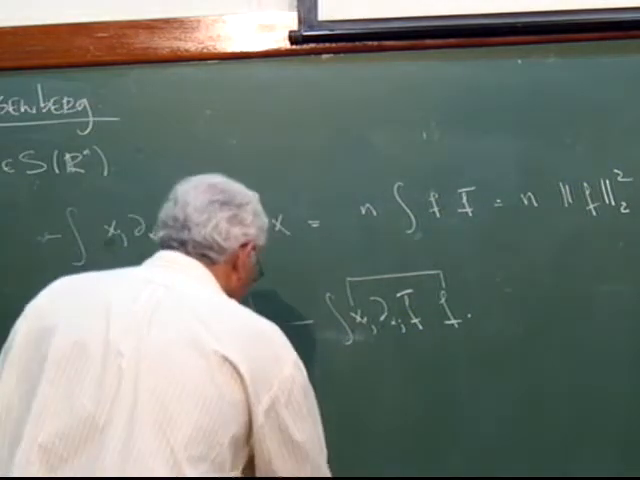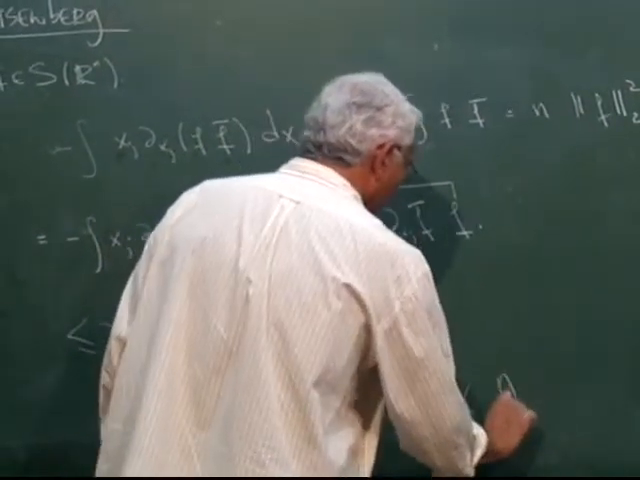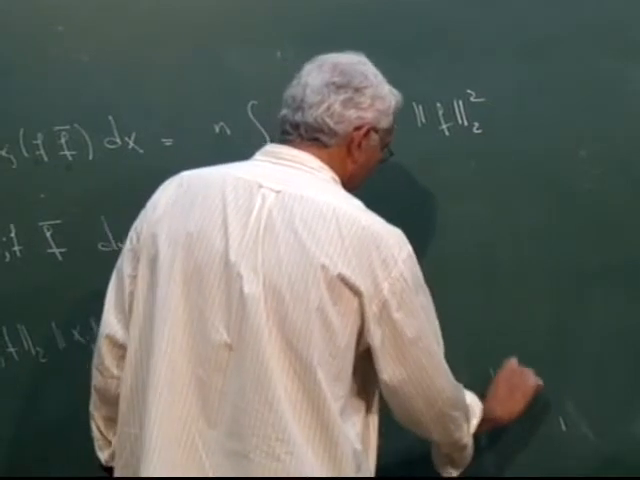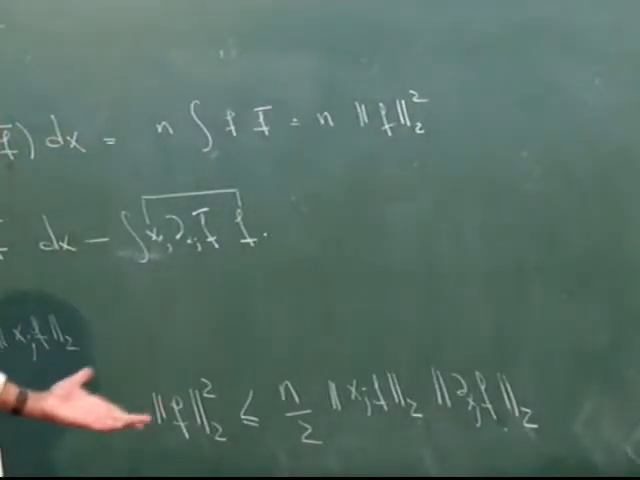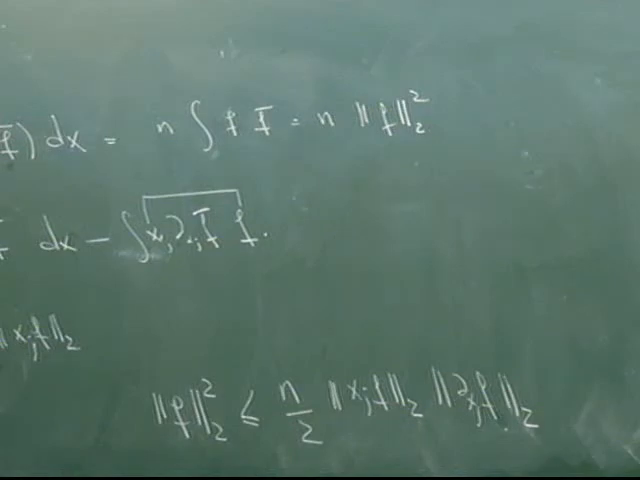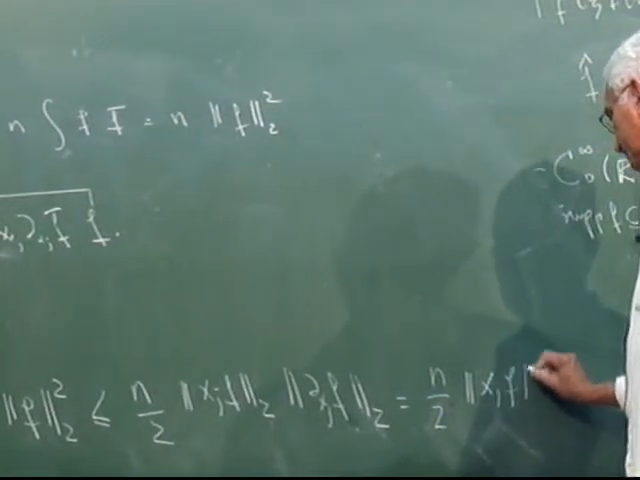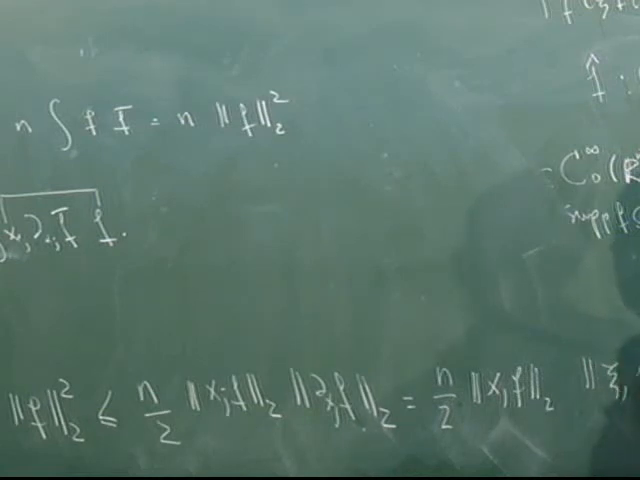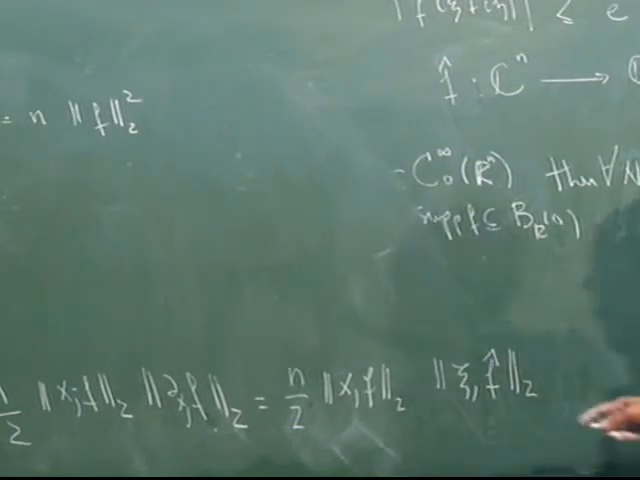that the L2 norm squared is less than n over 2 times the norm of x_j f in L2 times the norm of d_j f in L2. And now, since this function is in the Schwartz class, its derivatives are in the Schwartz class, in particular are in L2. What is the Fourier transform of the derivatives? It is c_j f in L2, but now we have a 2 pi somewhere here.